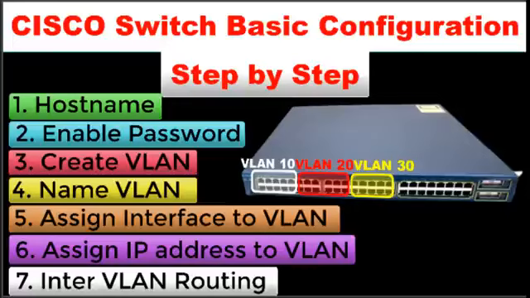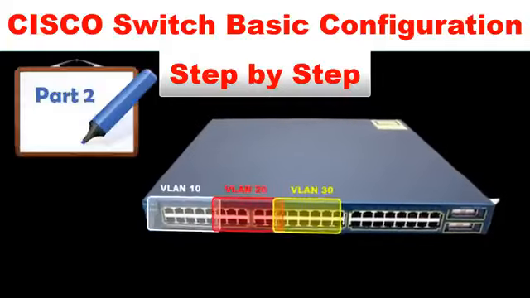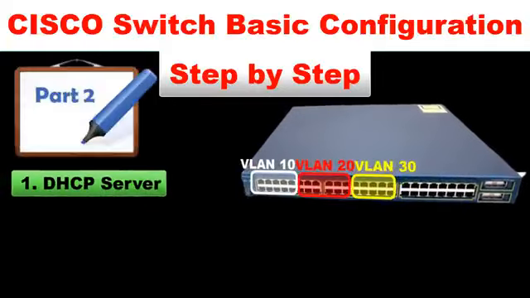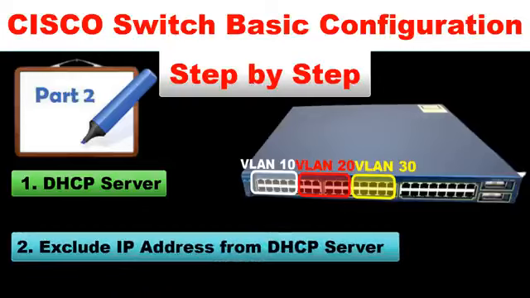I will continue this lab, and in the next video, I will show you how to create a DHCP server in your switch for each VLAN. So your laptop will get the IP address automatically from the DHCP server and there is no need to assign a static IP to your laptop. Also, I will show you how you can exclude some IP addresses from your DHCP server, so that those IPs will not be assigned automatically to any PC.